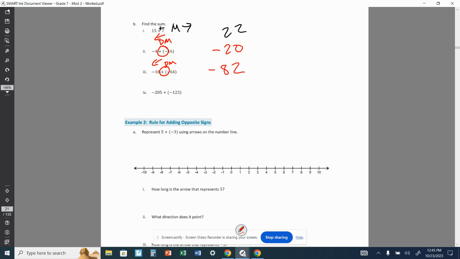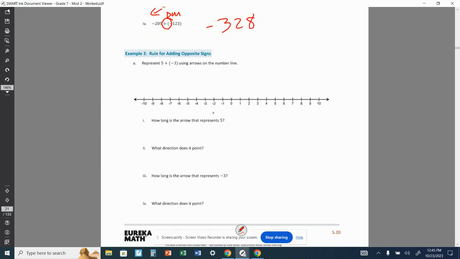You owe a lot more, right? And then again, these ones here don't match, which means we're going to the left. So we're going to combine 205 with you're borrowing another 123. You'd be left with owing 328.